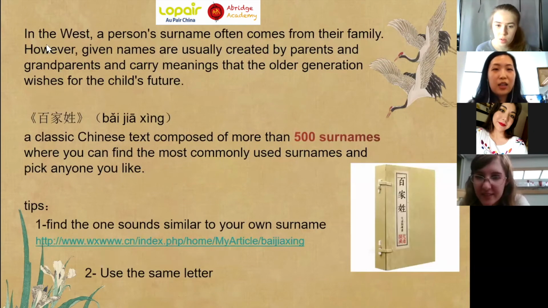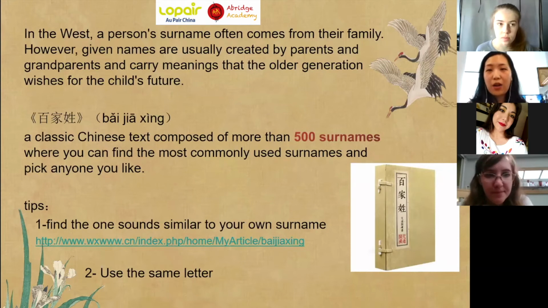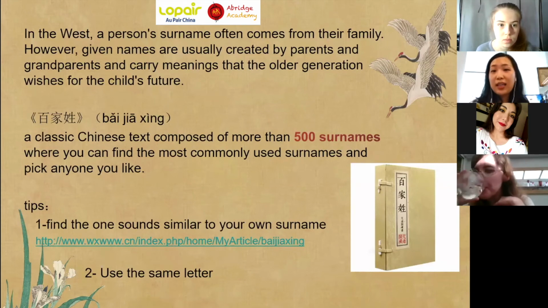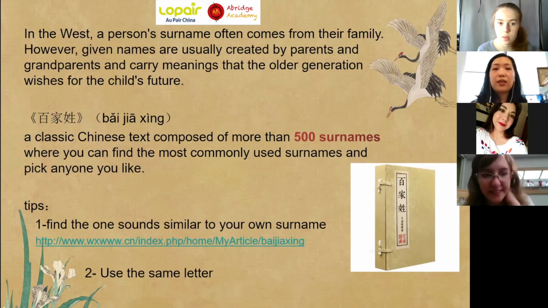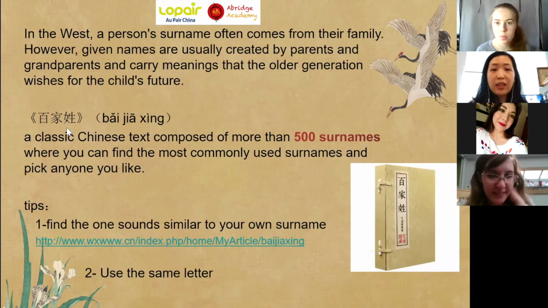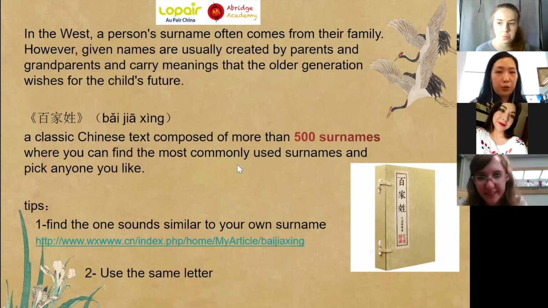Then here is an introduction about how to make your Chinese name the hard way. In the West, people's surnames often come from their family, right? We do the same thing. Your parents give you the given name, which carries meaning and the older generations' wishes for your future. And in China, we have a book called 百家姓. 百 means 100. 家 means home. And 姓, last name. There are 100 last names for picking. In this book, a classic Chinese text composed of more than 500 surnames, you can find the most commonly used surnames and pick any one you like.